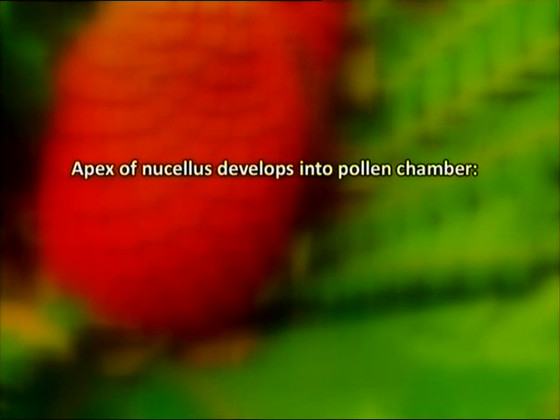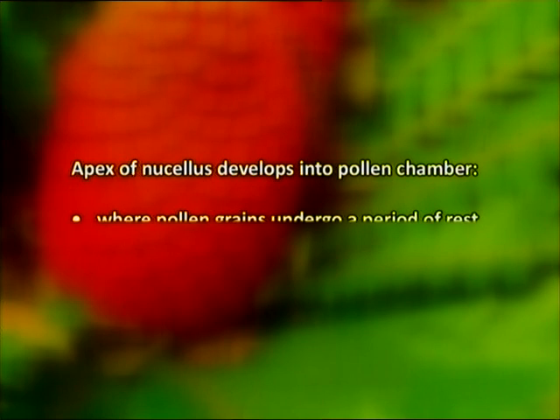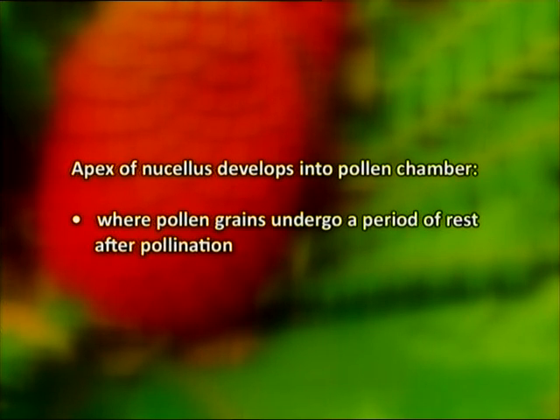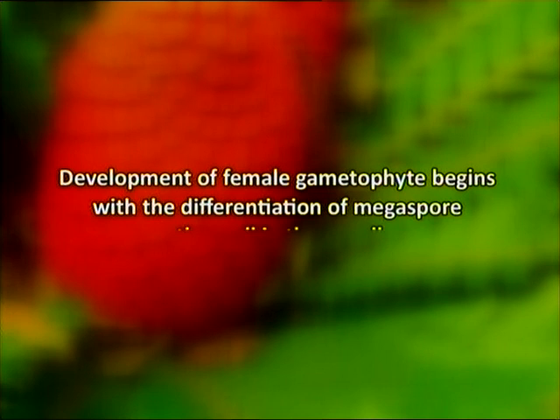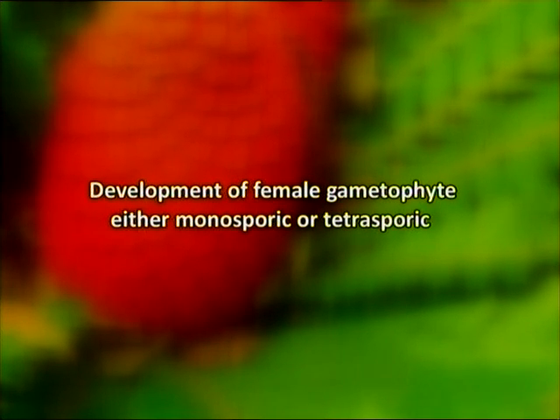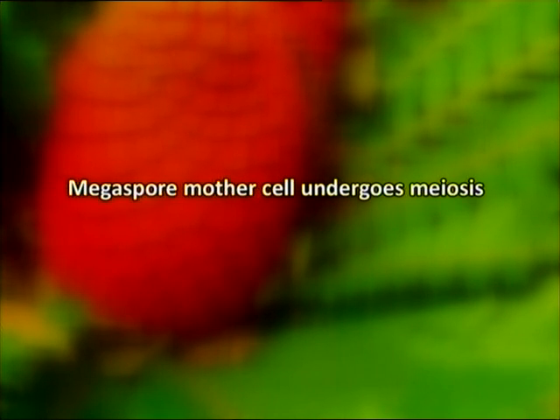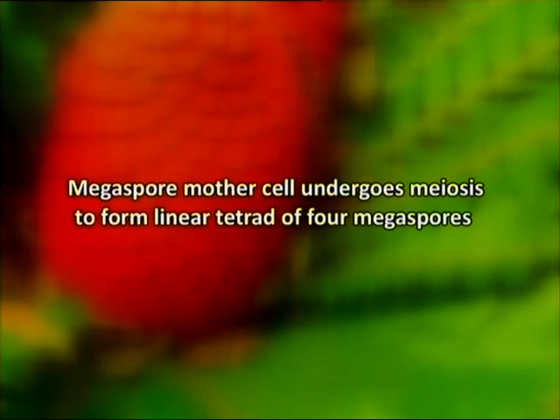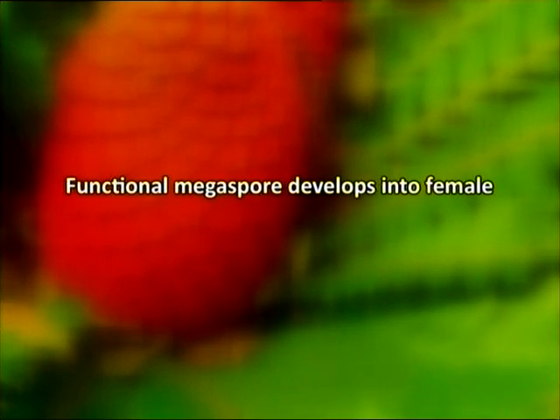The apex of the nucellus develops into a pollen chamber, where pollen grains undergo a period of rest after pollination. The development of the female gametophyte begins with the differentiation of a megaspore mother cell in the nucellus. Its development is either monosporic or tetrasporic. The megaspore mother cell undergoes meiosis to form a linear tetrad of 4 megaspores, out of which the upper 3 degenerate and the lowermost remains as the functional megaspore. The functional megaspore then develops into the female gametophyte.